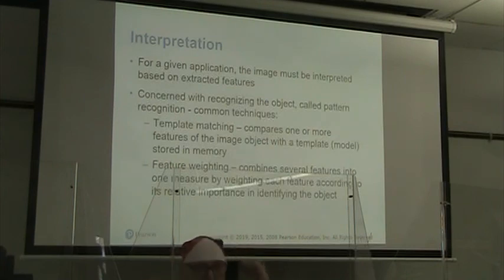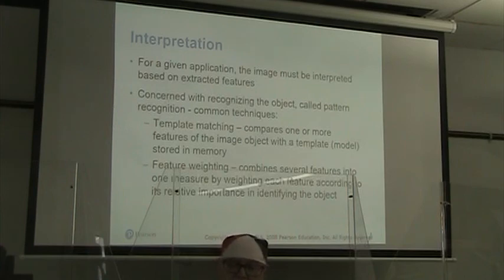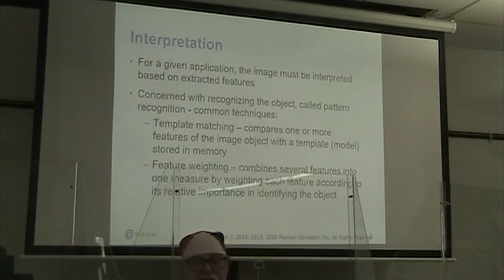When we're thinking of interpretation, our image has to be interpreted based on the extracted features. So we are concerned with recognizing the object using pattern recognition. Common techniques within that are template matching. It compares one or more features of the object image with the template, the model that's stored in its memory. Or feature weighting, where we combine several features into one measure by weighting each feature according to its relative importance in identifying the object.